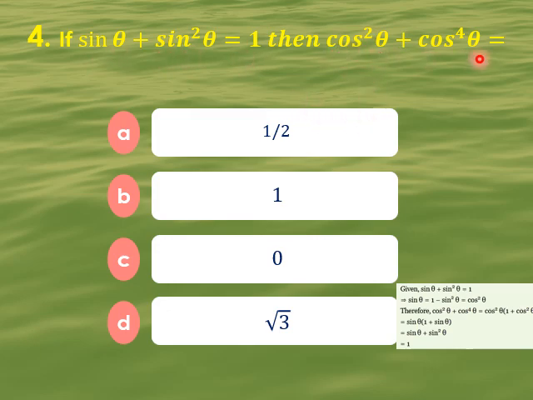Now in this expression, we substitute that sin theta is cos square theta. So this will become sin theta, and cos 4 theta will become sin square theta. So sin theta plus sin square theta is nothing but 1. So the correct option is B.